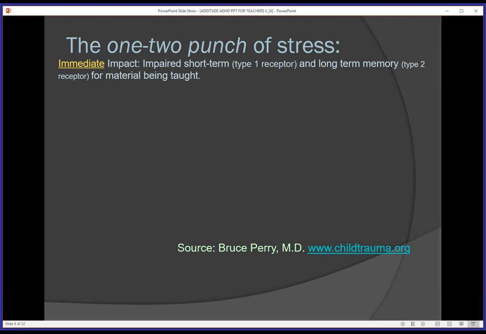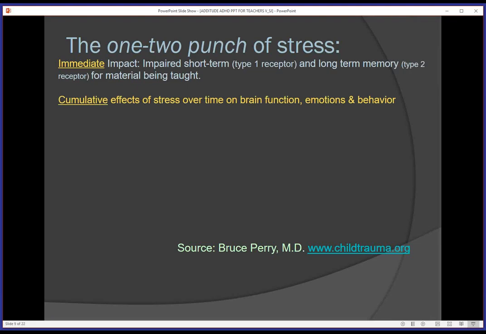We actually have two types of receptors in our brain. One's responsible for catching the information coming in, this type 1 receptor that you see here, and the other type of receptor is responsible for turning that short-term memory into long-term storage so we can retrieve it later on. This, incidentally, as you see the resource on the bottom, comes from the work of Dr. Bruce Perry, who's worked intensely with kids who have been in traumatic situations. And if you want to learn more about this, you can go to his website called childtrauma.org.